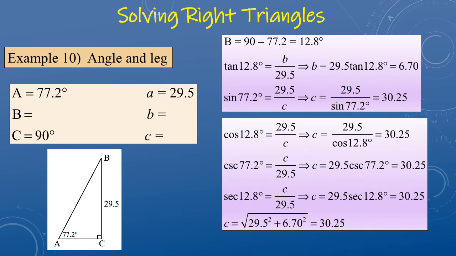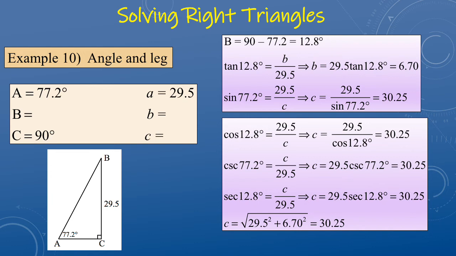There is more than one way to solve these problems. For instance, just looking at C, we could have set up the relationship that the cosine of 12.8 degrees is 29.5 over c, and therefore c is 29.5 over the cosine of 12.8 degrees. We'd also get 30.25. We could also set up the relationship that the cosecant of 77.2 is c over 29.5, and c is 29.5 cosecant of 77.2 degrees. Or the secant of 12.8 degrees is c over 29.5, and c is 29.5 secant of 12.8 degrees.